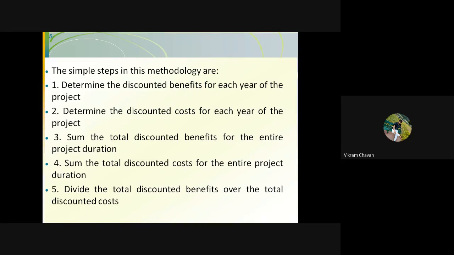Then sum the total discounted benefits for the entire project duration, and sum the total discounted cost for the entire project duration. Then divide the total discounted benefit by the total discounted cost. So if your investment is over multiple years, then that cost should be considered as a discounted cost.